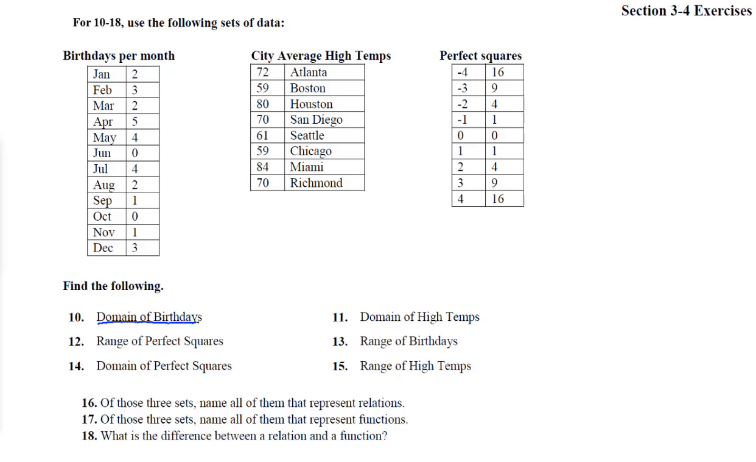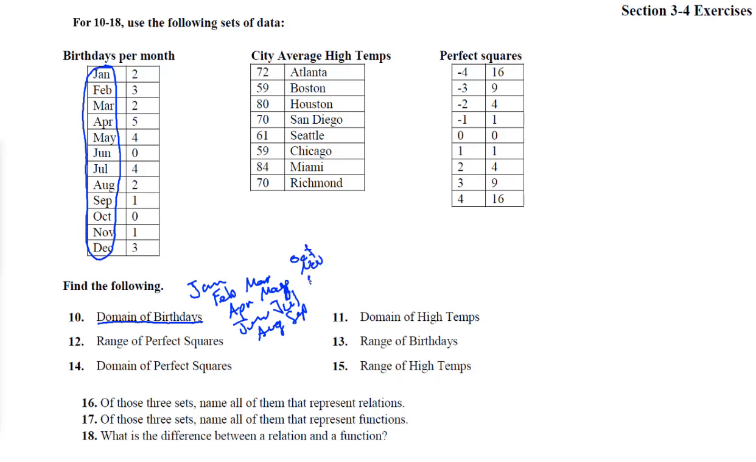Domain of birthdays. So the domain is the first element, the set of first elements. So it would be January, February, March, April, May, June, July, August, September, October, November, December, all as a set. That set constitutes the first element in every single one of these, and that's the domain.